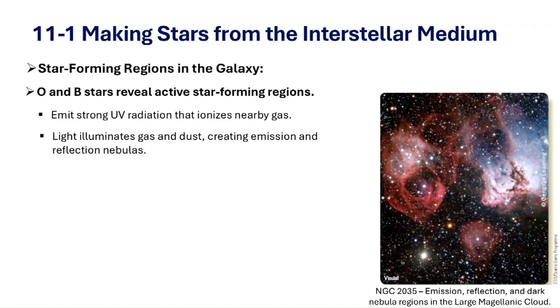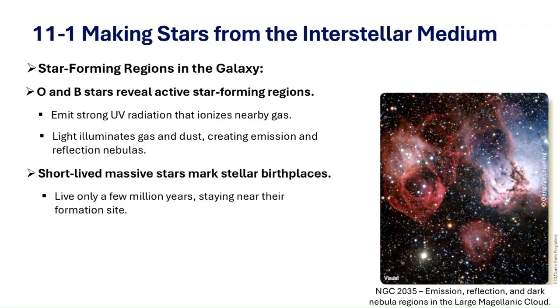Now another question. Why do astronomers focus on these massive stars and not smaller ones? The reason is that these stars are short-lived, living only a few million years, and that's extremely brief compared to a star like our sun, which lives billions of years. And because these massive stars die so quickly, they don't drift far from where they formed. So if we see them, we know the star formation there is current, ongoing, and nearby. So they are literally cosmic signposts for stellar birth.